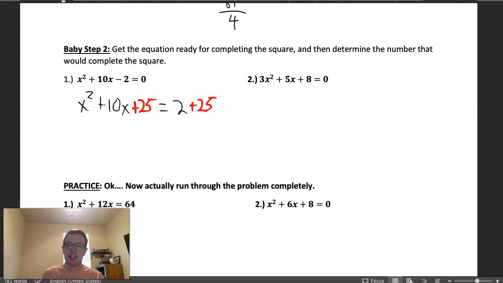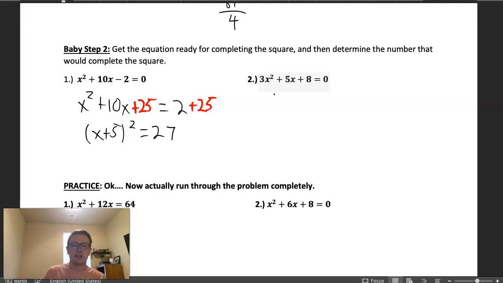If we were to continue from here, this would become x plus the square root of 25, so x plus 5 squared would be equal to 2 plus 25, or 27. From here, we would square root, and we would continue to solve.